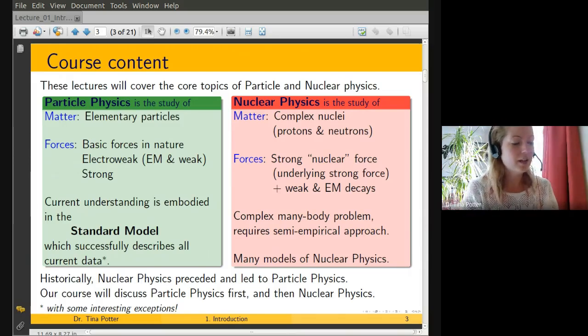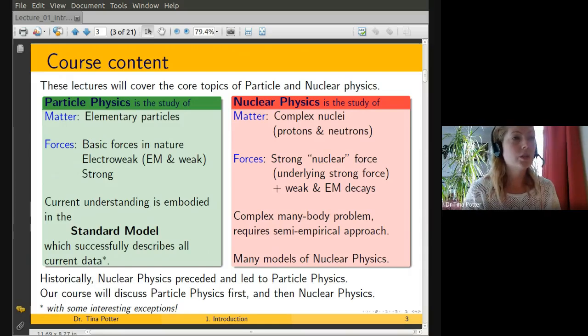Now, instead of a fundamental theory here, this is actually very difficult to understand from first principles. Simply because it's a very complex problem involving many different particles and forces as well. So what we'll be doing here is following a semi-empirical approach to try and understand what we see there. We'll be having a look at some simple models of nuclear physics, but there are a lot out there which you're free to go on to.